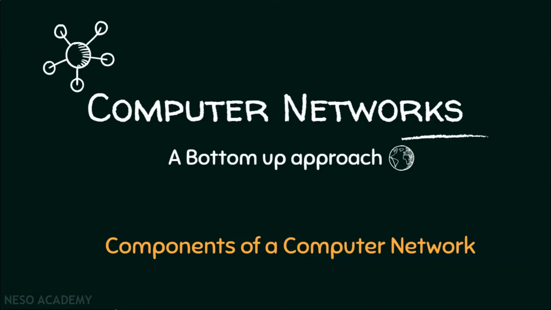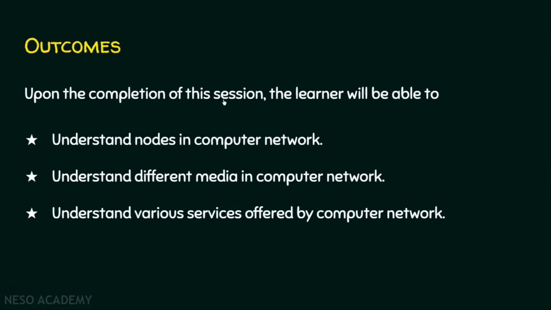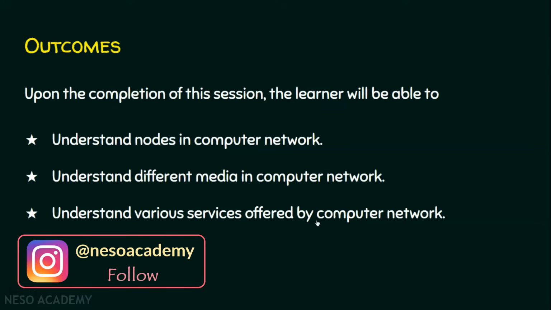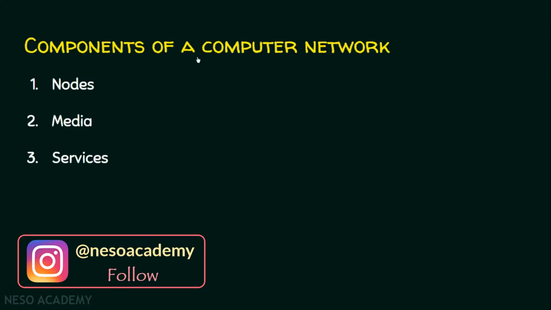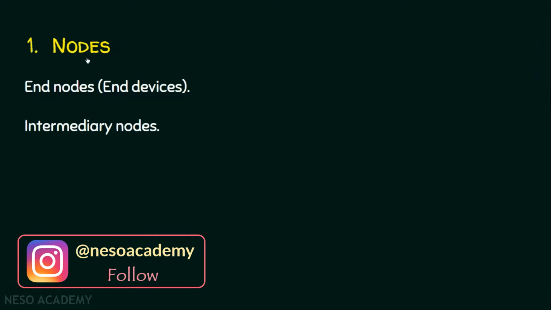Hello everyone, welcome back to the Computer Networks course, and today we will see the various components of a computer network. Upon the completion of this session, we will be able to understand nodes. We will also understand what are the different media in computer network and what are the various services offered by computer network. Any computer network has three components: nodes, media and services. Firstly, we will deal with nodes.